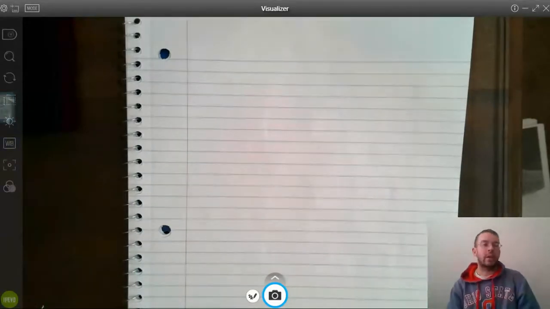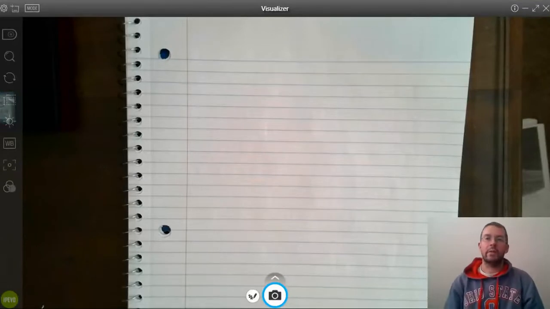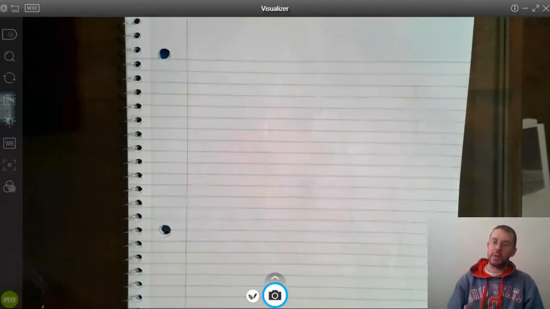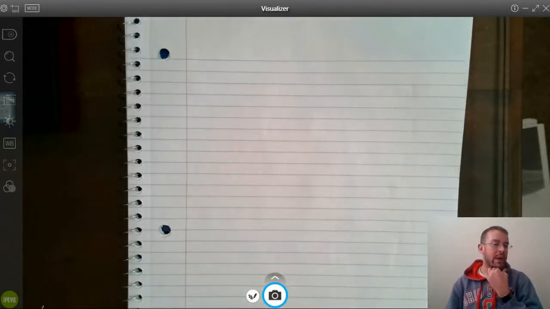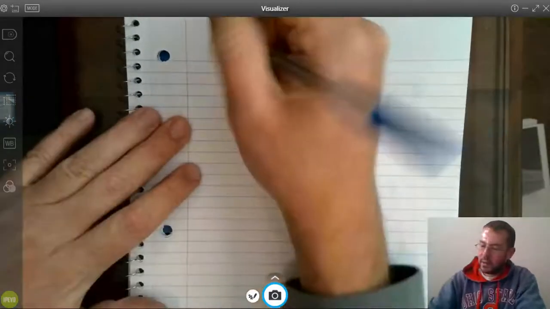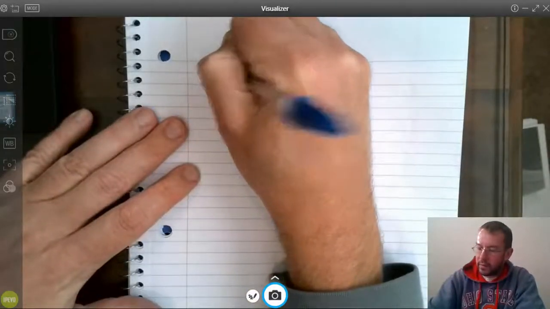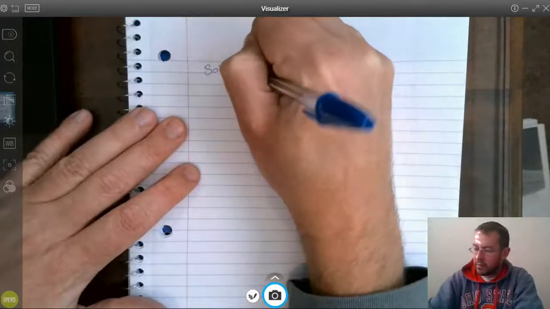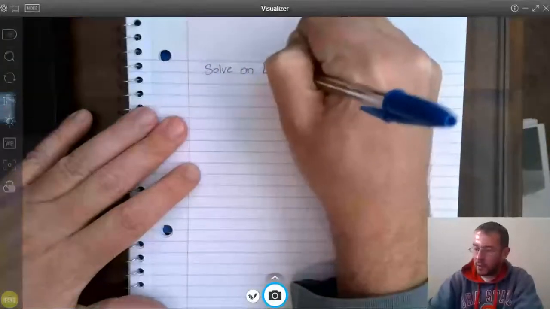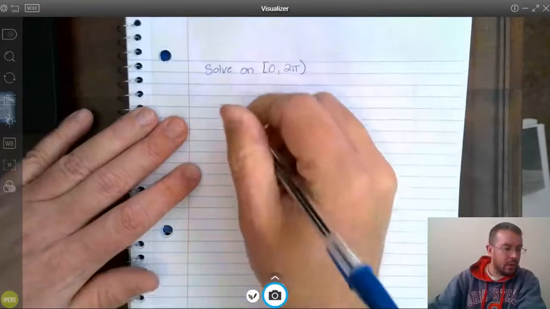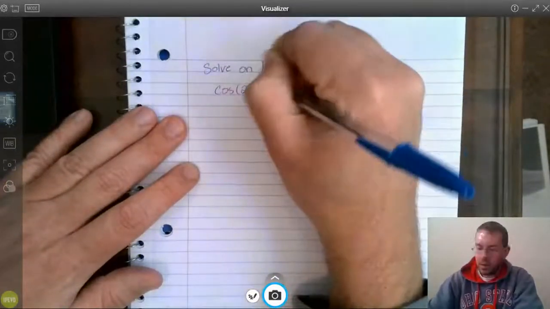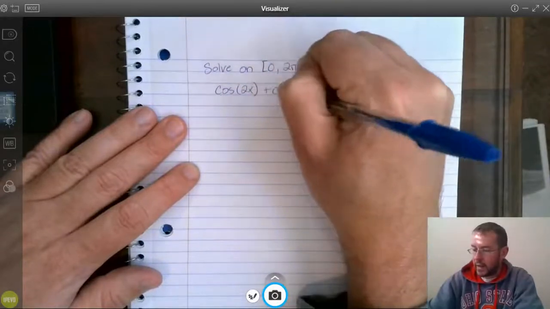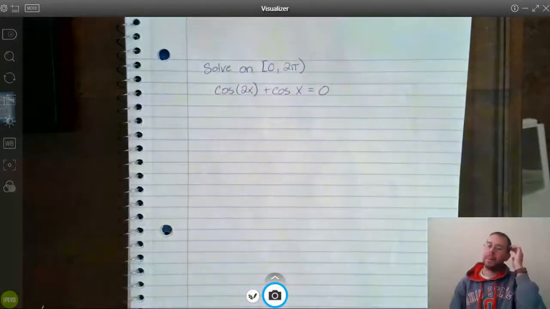We did it with factoring. We did it just very basic ones where we could just use the unit circle. And then we also used inverse trig functions as well. All right, well, we can apply that to these as well. So let's say we are asked to solve on the interval 0 to 2 pi cosine of 2x plus cosine of x is equal to 0.